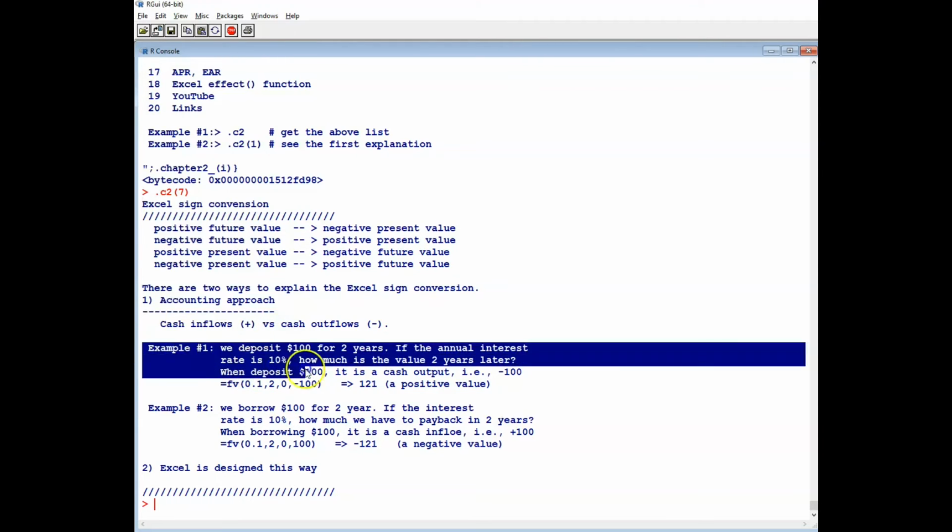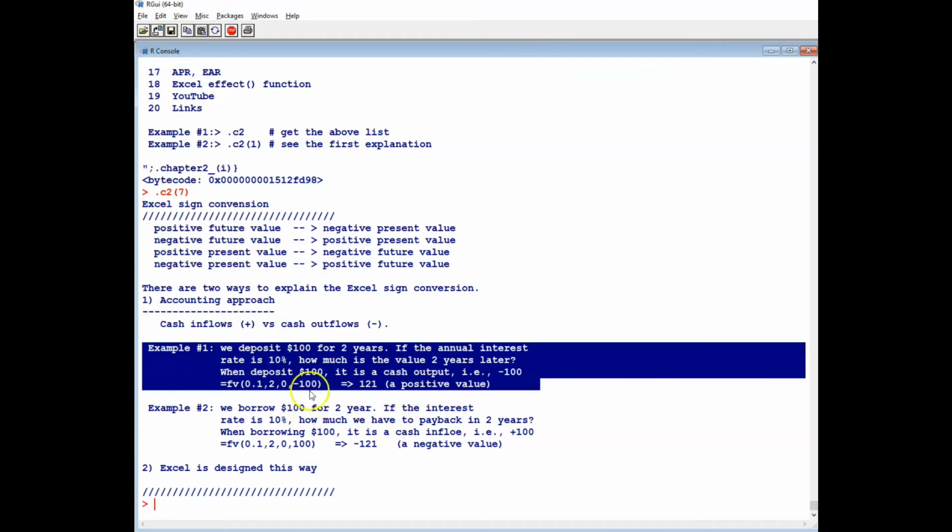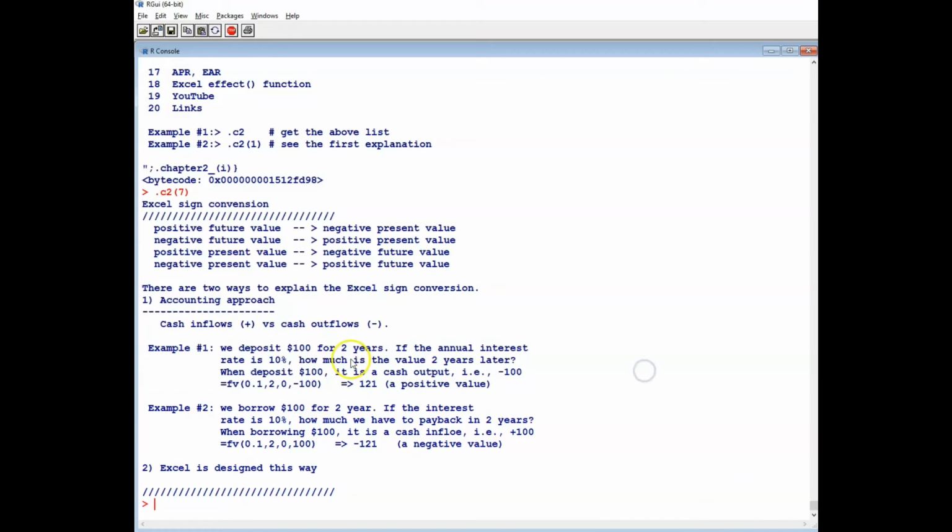For example, this is example 1, and actually the values in these two examples are identical. We deposit $100 for 2 years. Because we deposit $100, this is a cash outflow, so negative $100 today. If the annual interest rate is 10%, what is the value in 2 years? Because we have a $100 cash outflow today, 2 years later we have 121 as a cash inflow. Later I'm going to show you this formula.